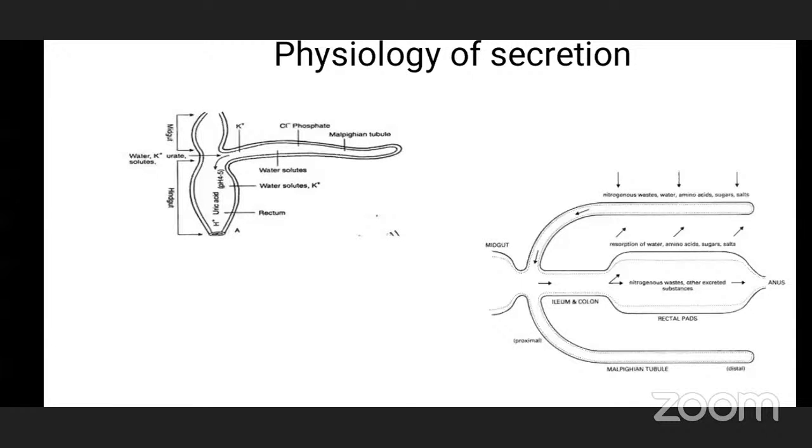Who is Wigglesworth? Father of insect physiology. He was the first one to study the anatomy and physiology of the Malpighian tubules in Rhodnius prolixus. So he was the first one who studied the physiology.